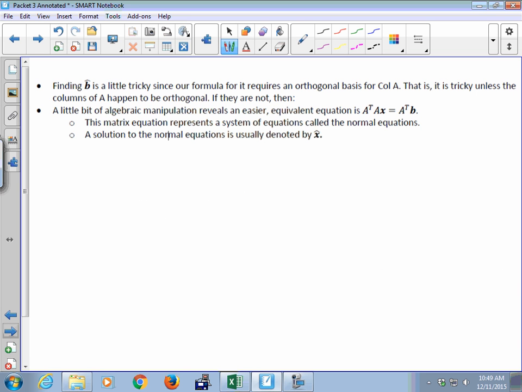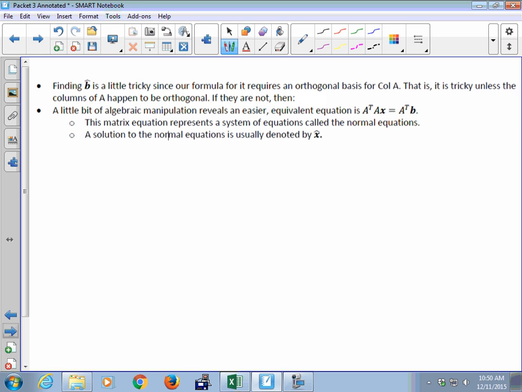However, finding B hat is a little tricky, okay? Because the technique that we learned last class for finding the projection of a vector into a subspace requires that you have an orthogonal basis. Okay, so we can always find a basis for col A. We learned how to do that a little ways back, but it's not always orthogonal. Finding an orthogonal basis can be tricky, okay?